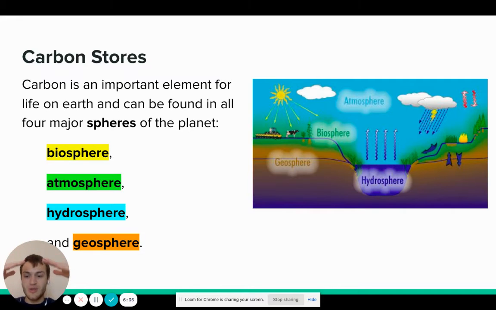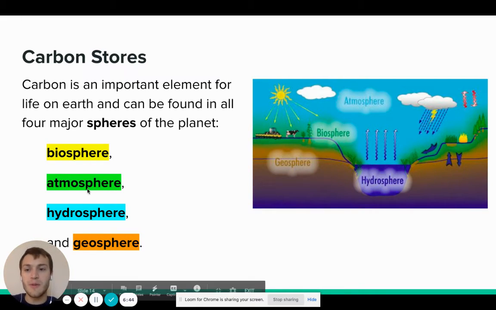It includes the Earth's crust, it includes rocks and sediments. Basically, it's just a bunch of rocks. All the rocks that are on Earth, all the minerals. So carbon can be found in all four of these spheres.